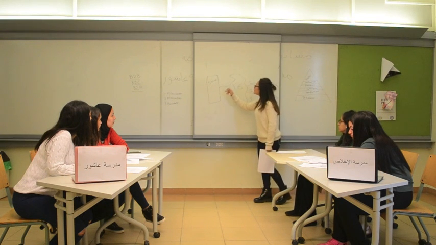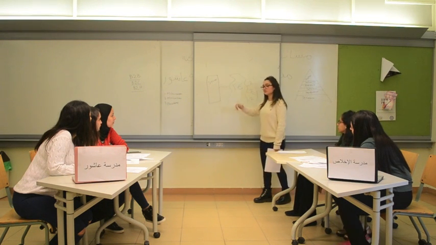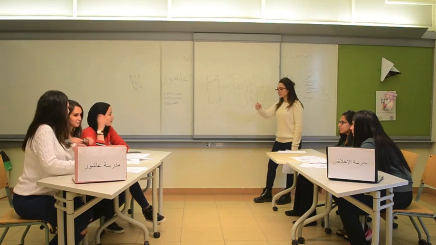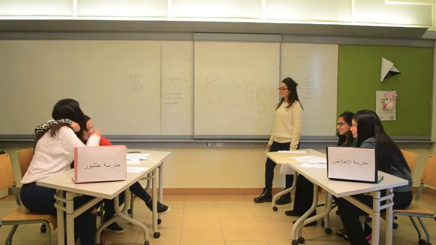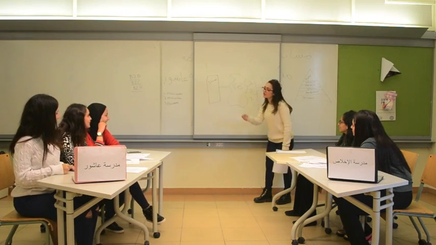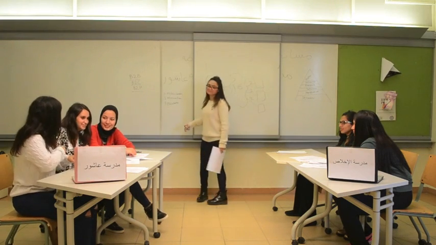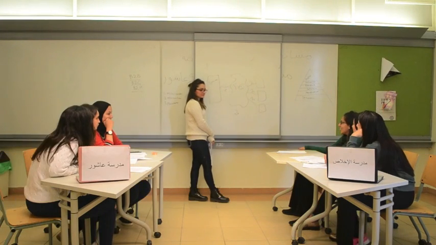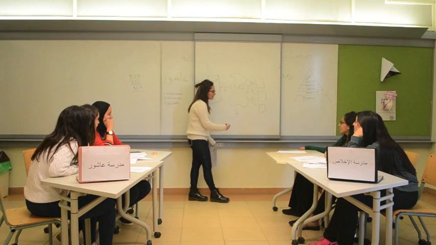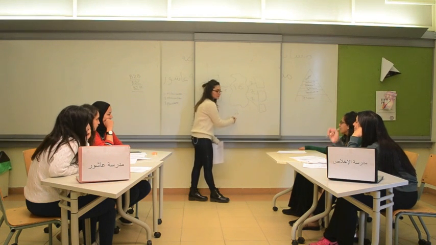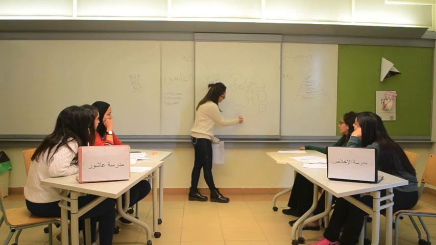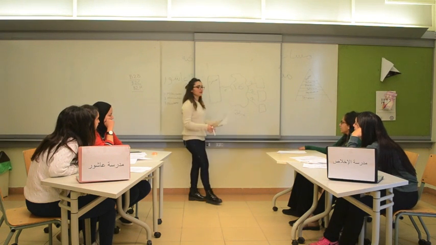Can you tell me what's the bandwidth of this one? 10. 8. Wrong answer. The correct answer is 6. Why is it 6? Because we add 2 plus 2 plus 2. So it's 2 times 3 equals 6.